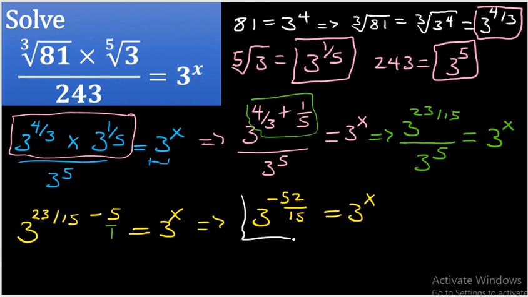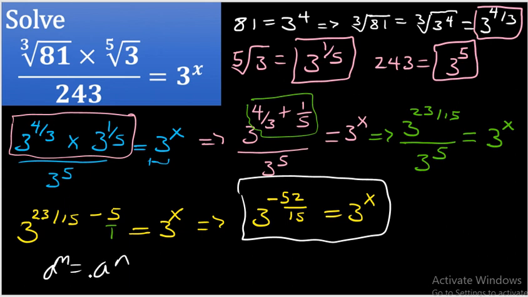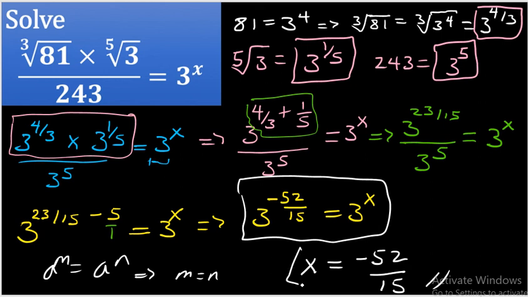Then when you try to see here, the two exponents have the same base and they are equal, which means you can take the exponents as equal according to the rule. If you have a to the power of m equal to a to the power of n, necessarily m must be equal to n. So when you apply that rule here, the x value will be negative 52 over 15. That's going to be our final solution for the given exponential equation.